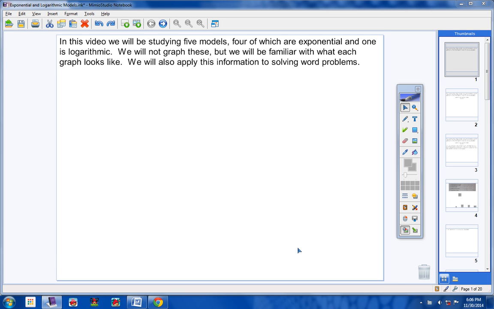We will be studying 5 models. 4 of them are exponential, and 1 of them is logarithmic. Now, we will not graph these, but we will be familiar with what each graph looks like. We will also apply this information today to solving word problems. Contain your excitement. It shouldn't be too difficult, but it will be somewhat challenging today.